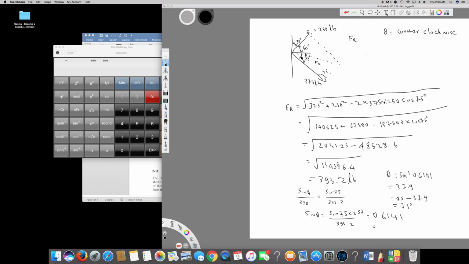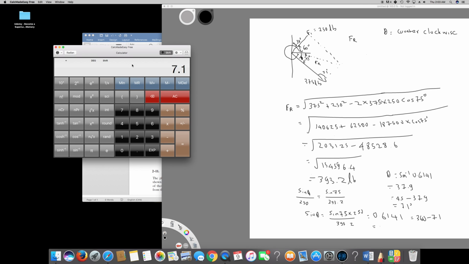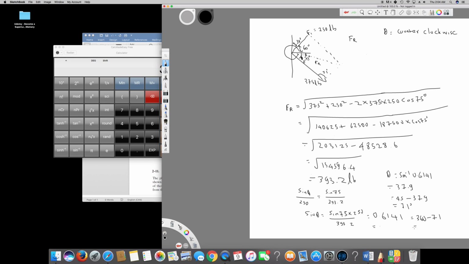The question is asking theta counterclockwise. So theta counterclockwise mean, this is clockwise, right? 7.1 is clockwise. Counterclockwise mean it has to come all the way from this side to this side. So I have to deduct 7.1 from 360 degree. So it's going to be 360 minus 7.1, which is going to give me 352.9 degree. So this is my angle. So this is my force and this is my angle. So we are done with the first question.